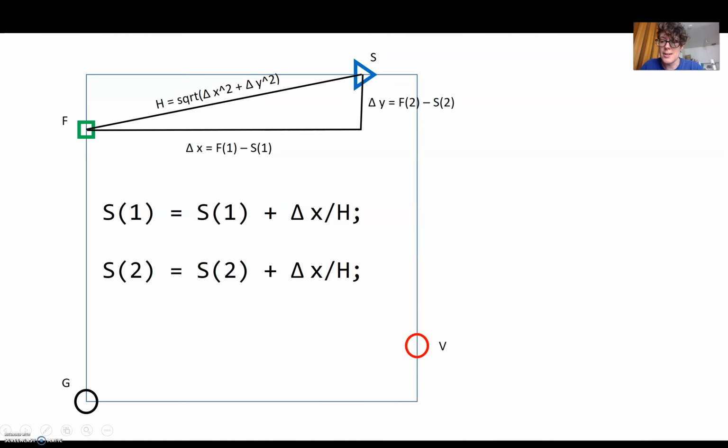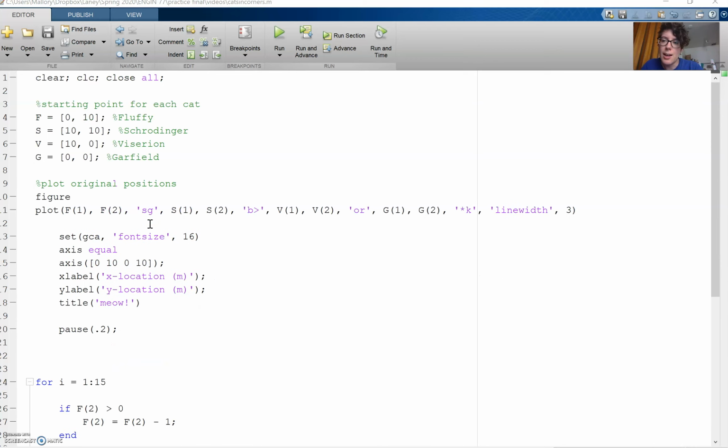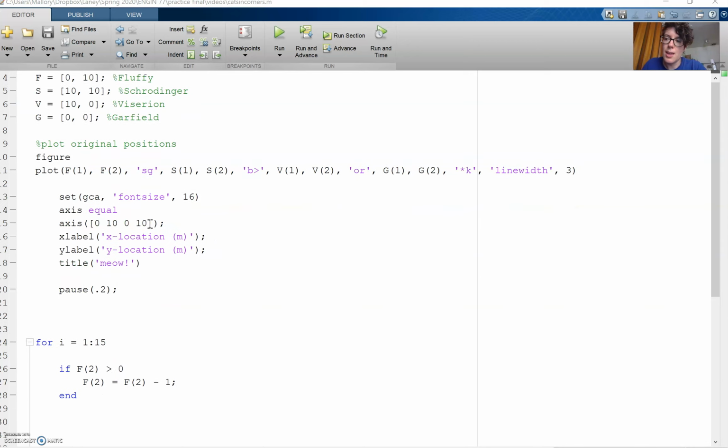So let's program that. Looking back at my code, I want to calculate dx and H before I have moved Fluffy. So I want to calculate all of my distances before I move any of the cats, because the cats are kind of moving synchronously. So it's not F chases G, then V chases S, and so on, or S chases F.